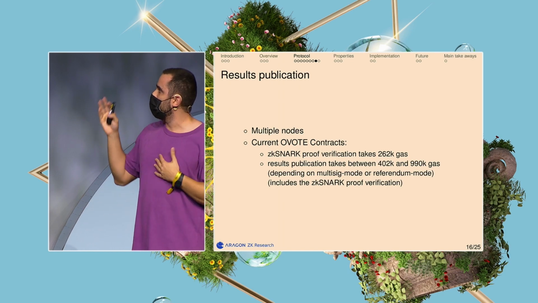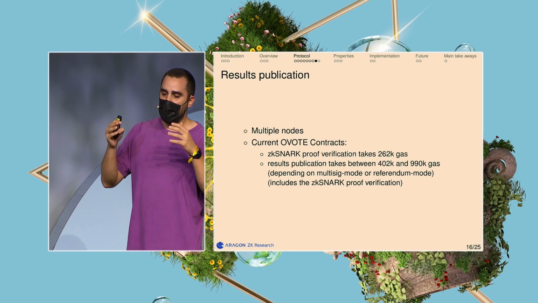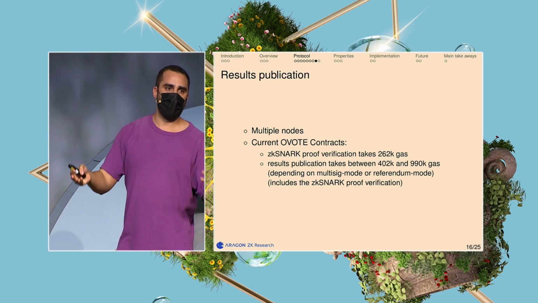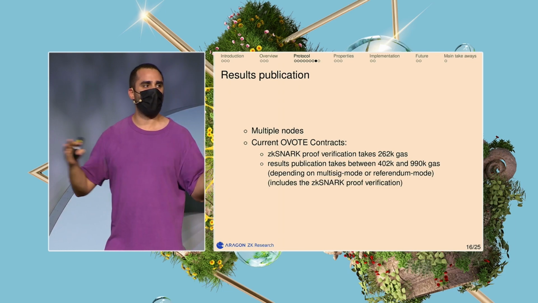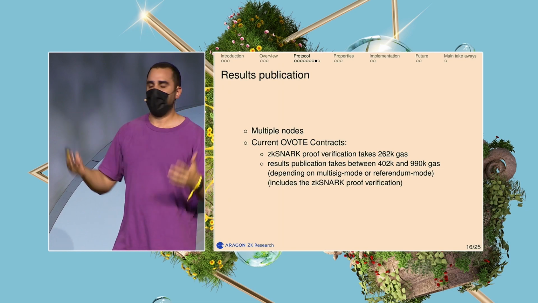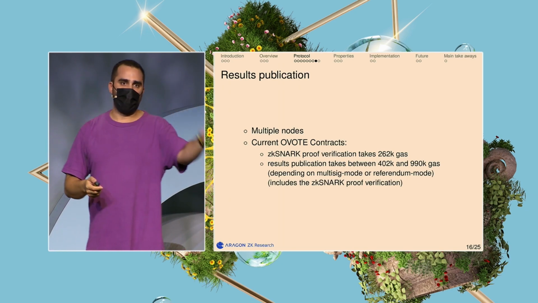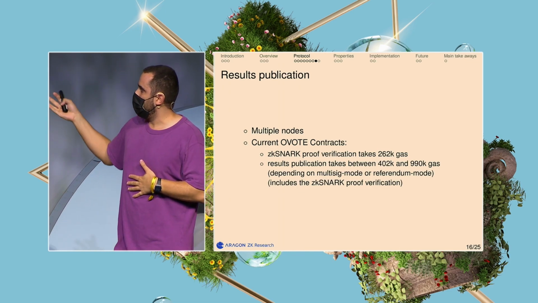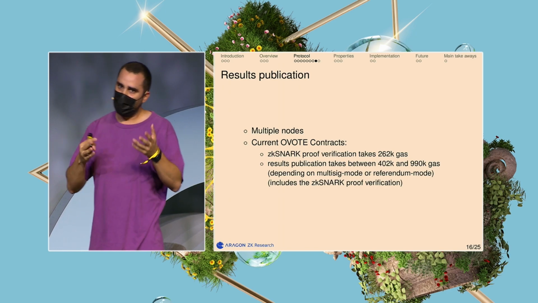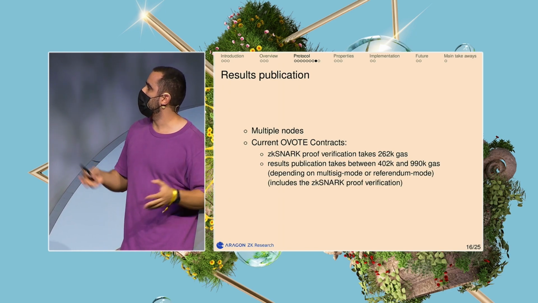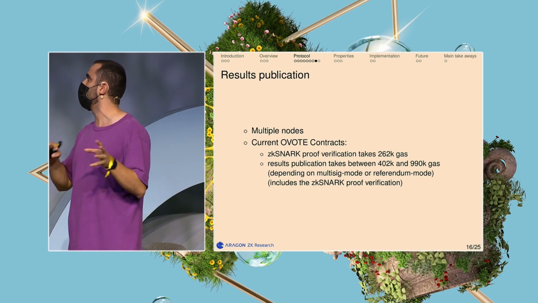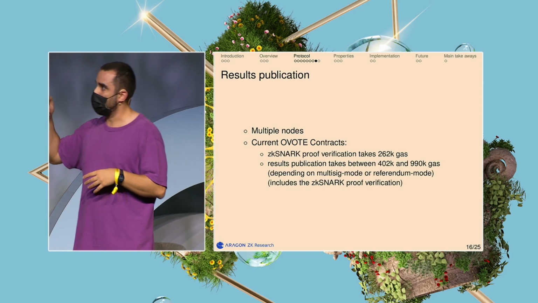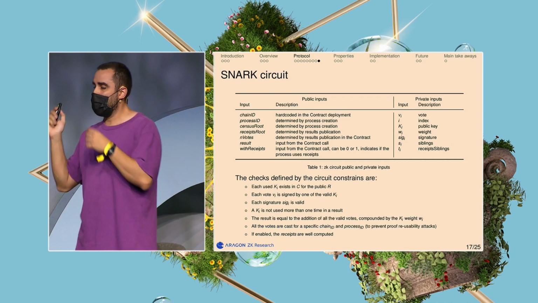Then the results publication. The idea is that you can have multiple nodes. So if there is a node that is acting in bad behavior, censoring votes or whatever, people could still organize and vote through another node, which will gather votes and act honestly. So it's fine if there is one node that is not acting honestly. Also, just to put some numbers, the current SNARK proof verification takes like 262K of gas. And then the full results publication for the multisig mode takes like 400K, but then the referendum mode takes almost 1,000K, so 1 million.